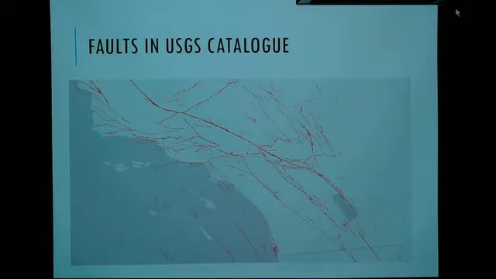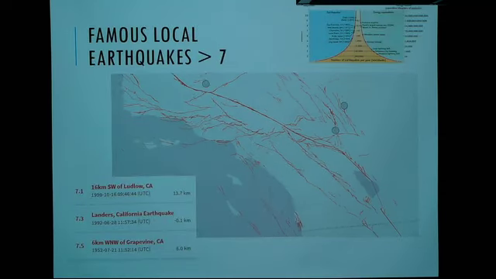So here's what the results would have looked like. This is showing all the faults in the USGS database. This is showing famous local earthquakes greater than a magnitude 7. Those are shown here, here, and here. This was Ludlow, California, 1999, a 7.1. Landers, 7.3. And Grapevine, the White Wolf Fault one in 1952. This is the second largest earthquake, I think, in California, 7.5.